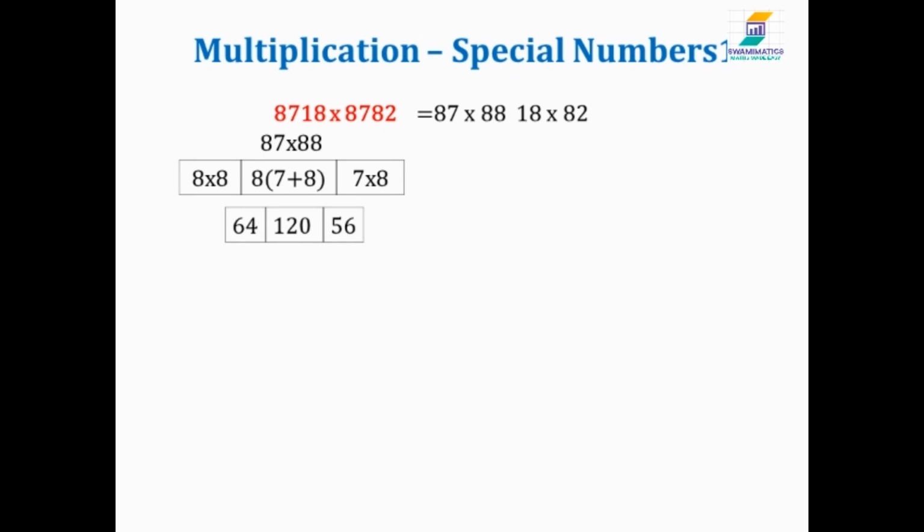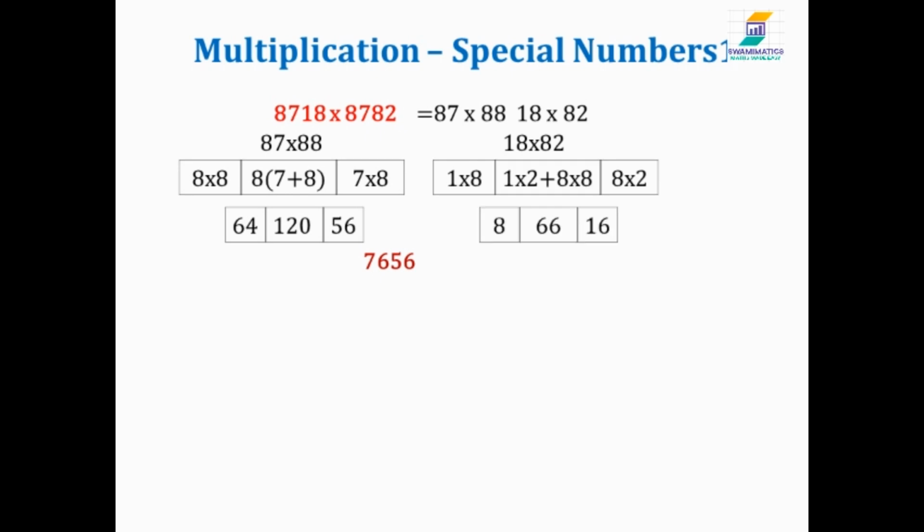For your answer, take one digit at a time. So 6, 5, 12 gets added, it becomes 76. So the product 87 into 88 is 7656. Now 18 into 82, the first one is 1 into 8, 8. Then the sum of the cross product becomes 66. 8 into 2 is 16. So it is 1476. Right? So 8718 into 8782 is 76561476.